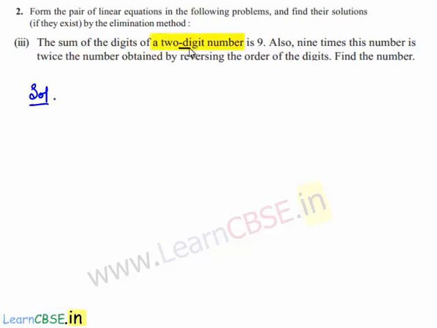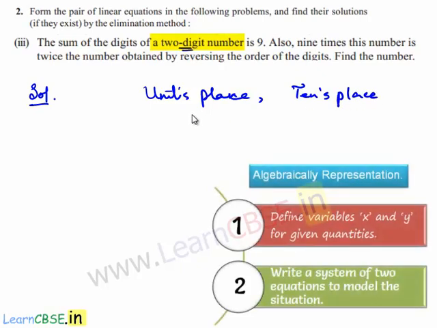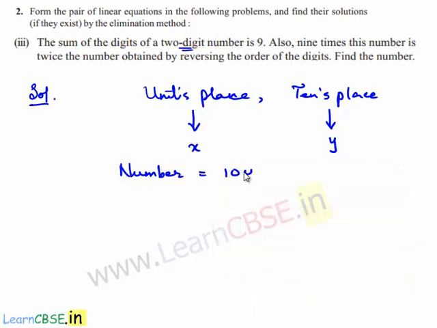The given number is a 2-digit number. So it must have a units place and tens place. So let the units place digit be X and tens place digit be Y. Now the number would become 10Y plus X. Number is equal to 10Y plus X. On reversing the order of the digits, the reversed number is equal to 10X plus Y.